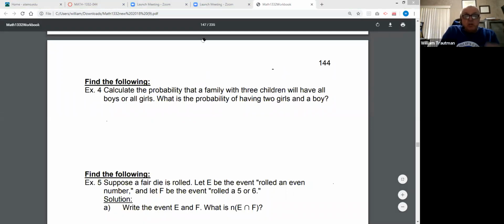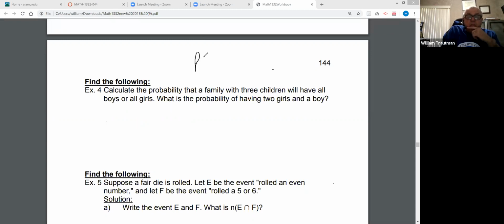So next problem, calculate the probability. By the way, to do probability, it's the number of desired outcomes on top, divided by the total possibilities on the bottom. So that's the probability. Calculate the probability that a family with 3 children will have all boys or all girls.